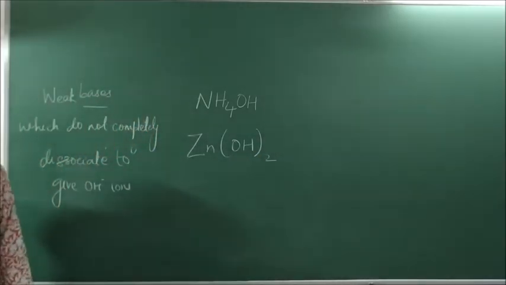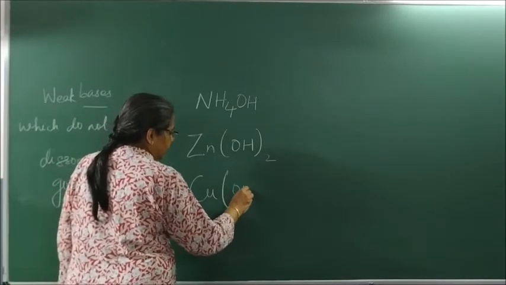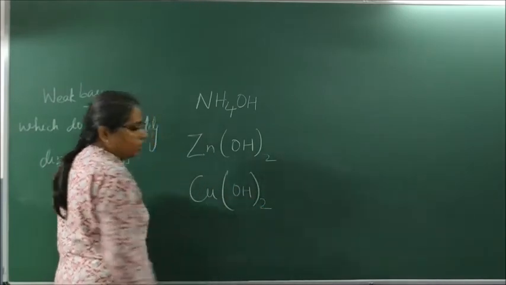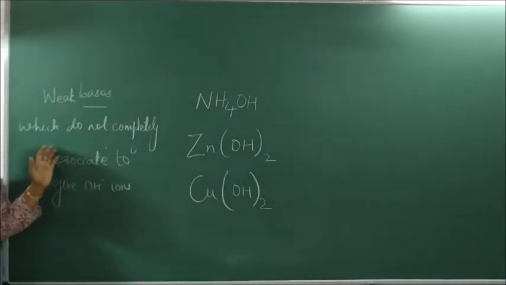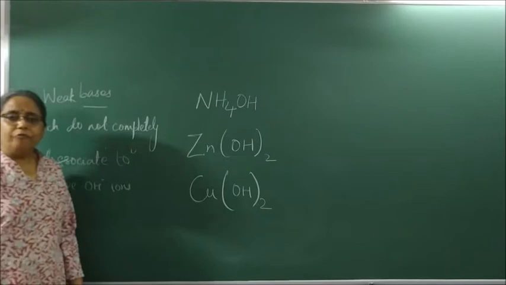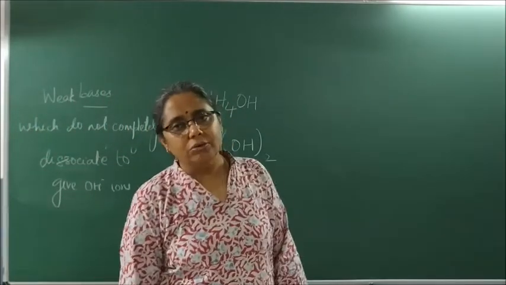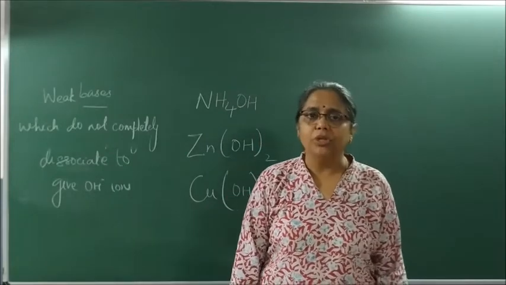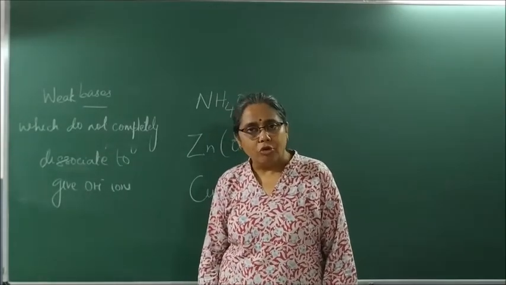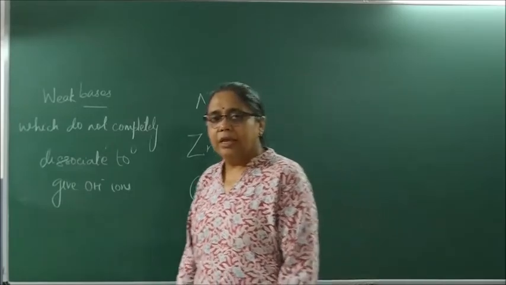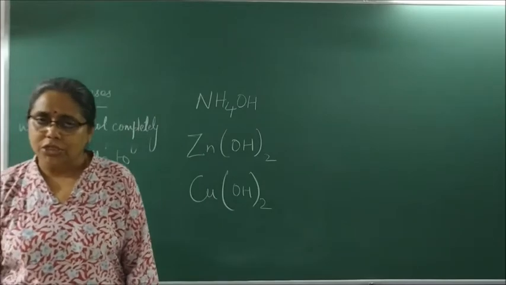Zinc hydroxide is a weak base. Copper hydroxide is a weak base. Okay, so these are a few examples of strong acids and strong bases, weak acids and weak bases. So strong acids include HCl, H2SO4, HNO3, H3PO4. Strong bases include NaOH, KOH and Mg(OH)2.